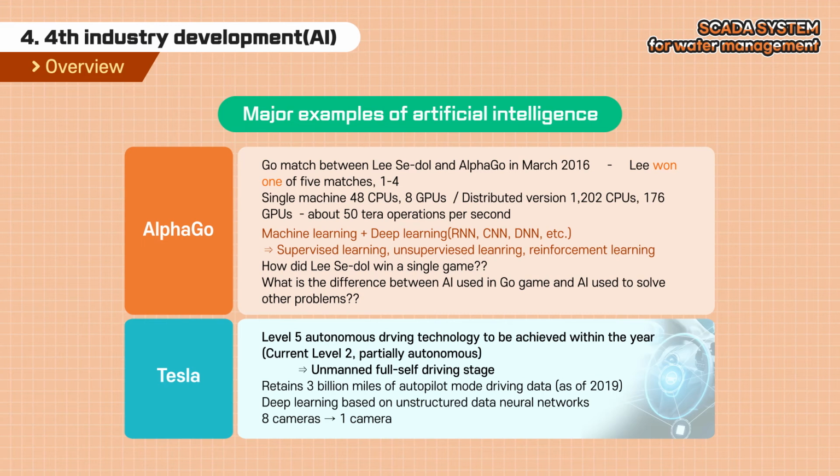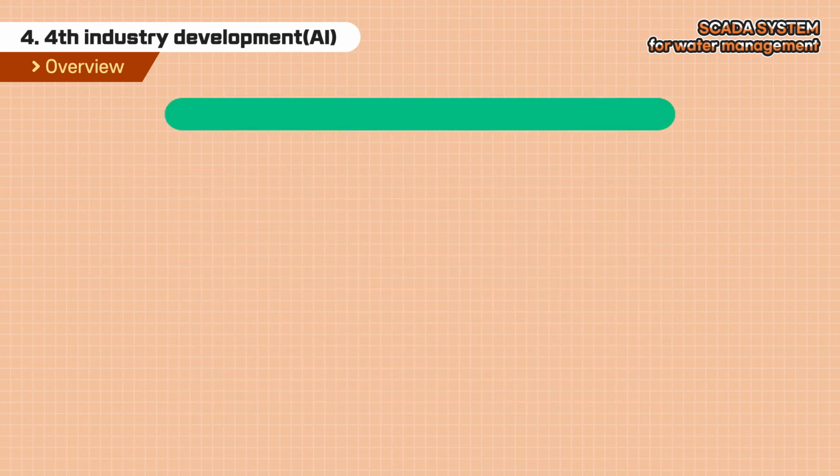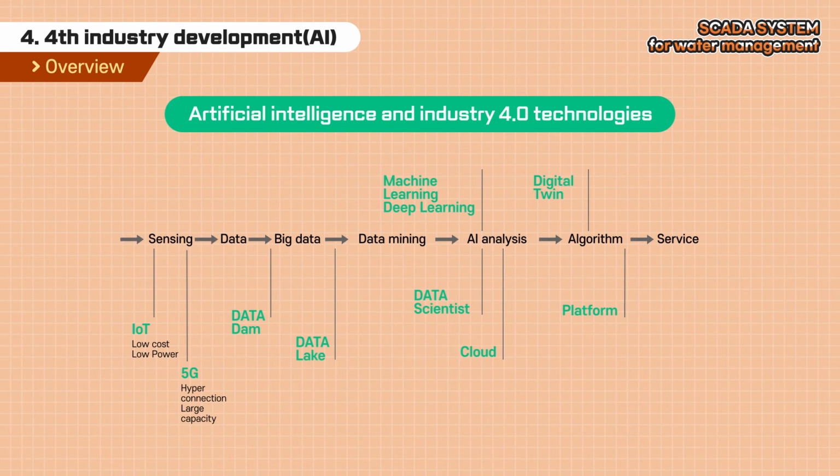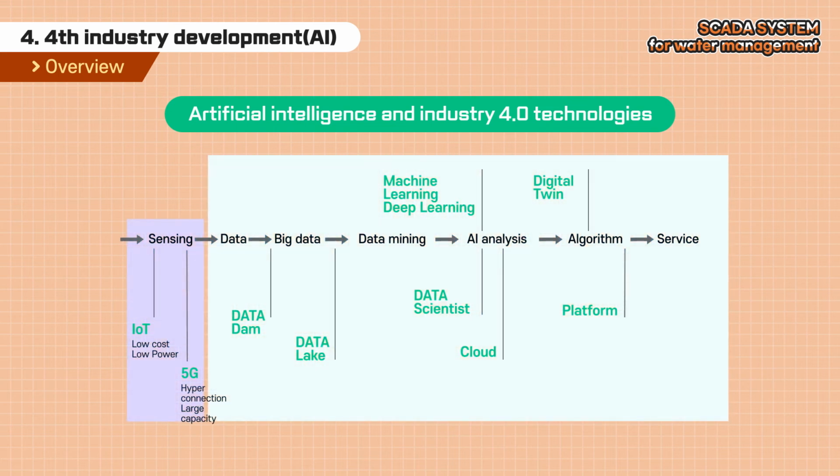There have been rapid advances in technologies using artificial intelligence. This artificial intelligence technology follows the subsequent process. The data acquired from the sensor is continuously stored to construct data lakes for big data and follow the process of providing services through data mining, analysis, and algorithms.